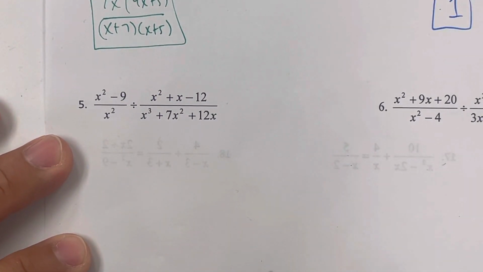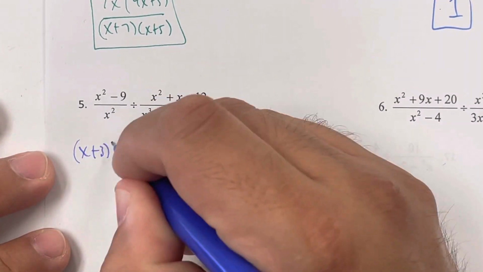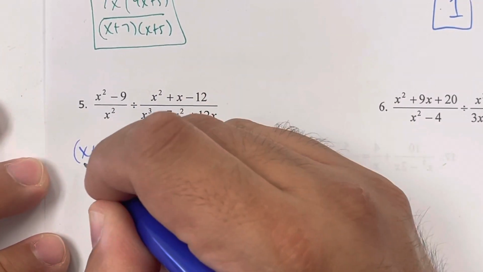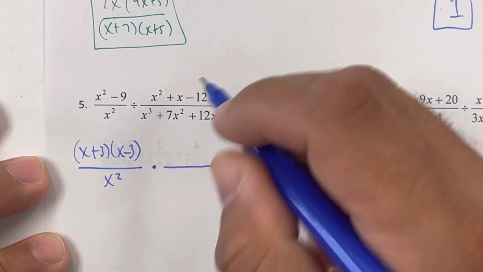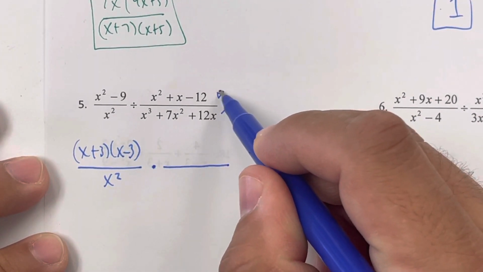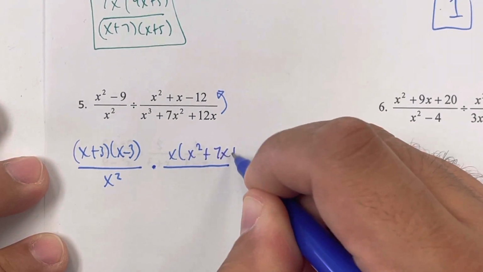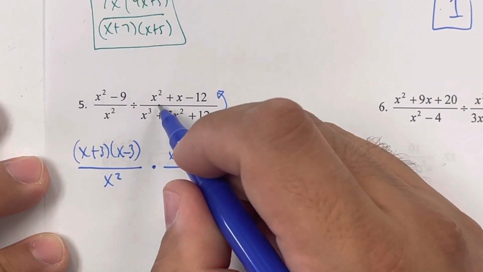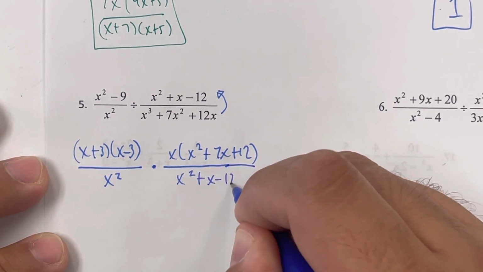Now, this one is division, so I'm going to factor this one. x plus 3, x minus 3 over x squared times, and I'm going to flip this over. And when I flip it over, I'm going to factor a couple of things. Like this one is going to move to the top, so I see I can factor out that x. And this one, when I move it to the bottom, I can factor that. So I'm going to factor this and rewrite, so you see what I'm doing.